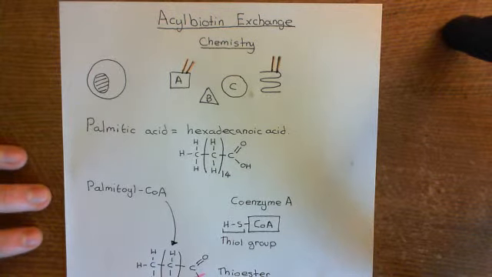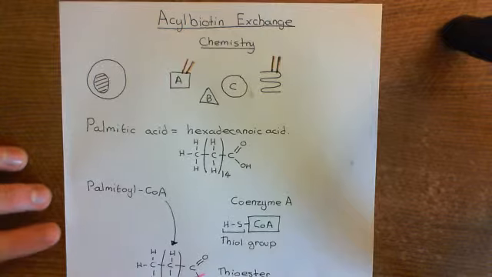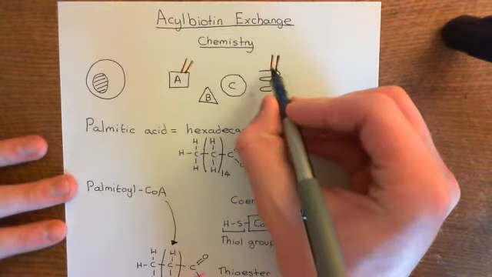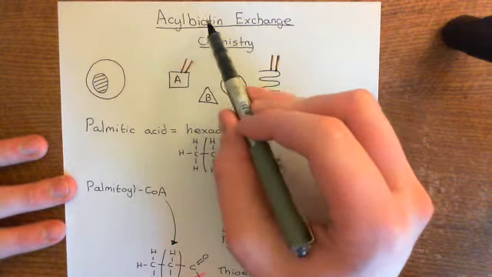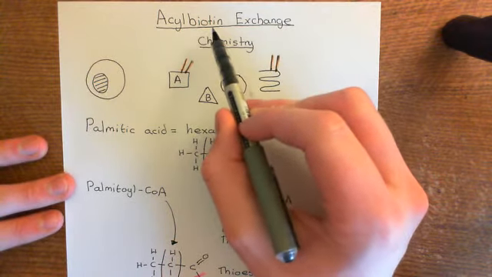Okay, so welcome to this next video in which we are discussing acyl-biotin exchange chemistry. What we are trying to do is find out which proteins within a cell are palmitoylated. And the way we're going to do this is by exchanging the palmitoyl groups for a molecule which contains a biotin moiety and then detect the biotin moiety.